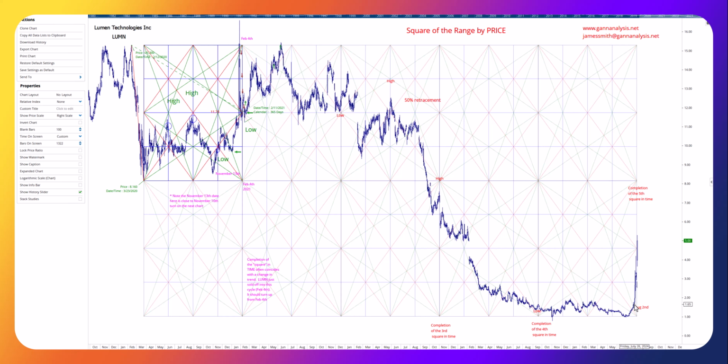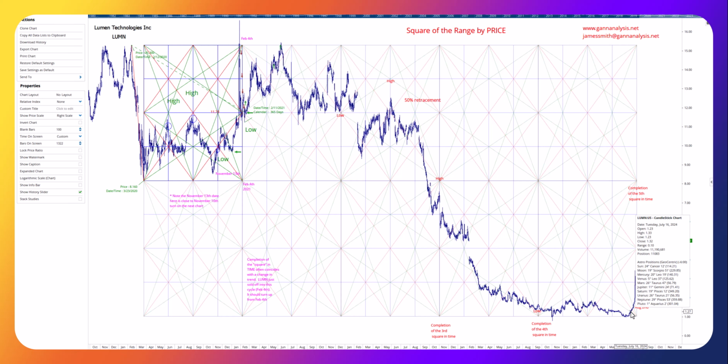You can argue that, hey, it started a little early, but it worked pretty well. Okay, so maybe it's off by a few days, but the completion of the square in time gave you the start of a huge move. And if I had been paying more attention, I would have seen this. I only saw it after it started to move up because a client drew it to my attention. And I said, okay, I'll take a look at it.